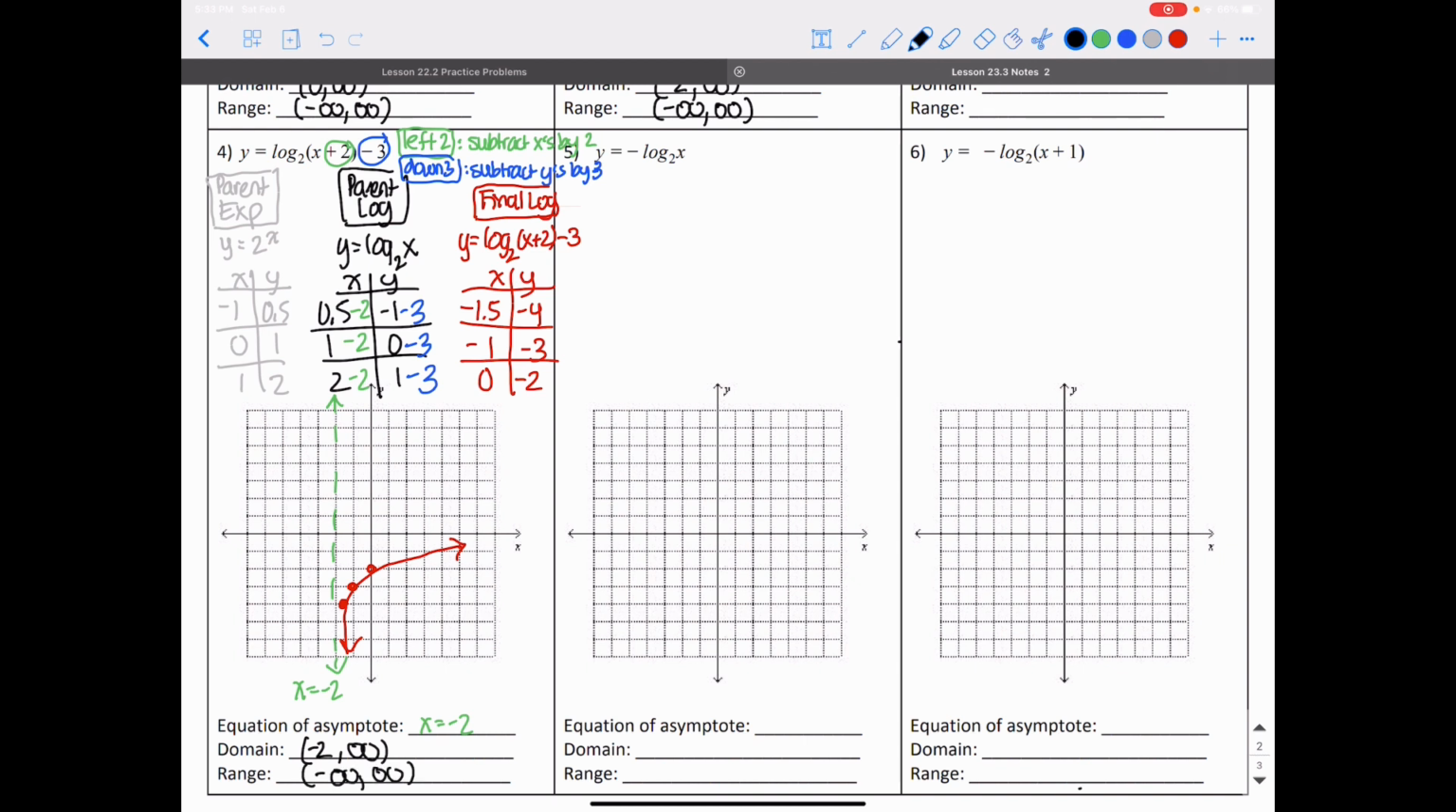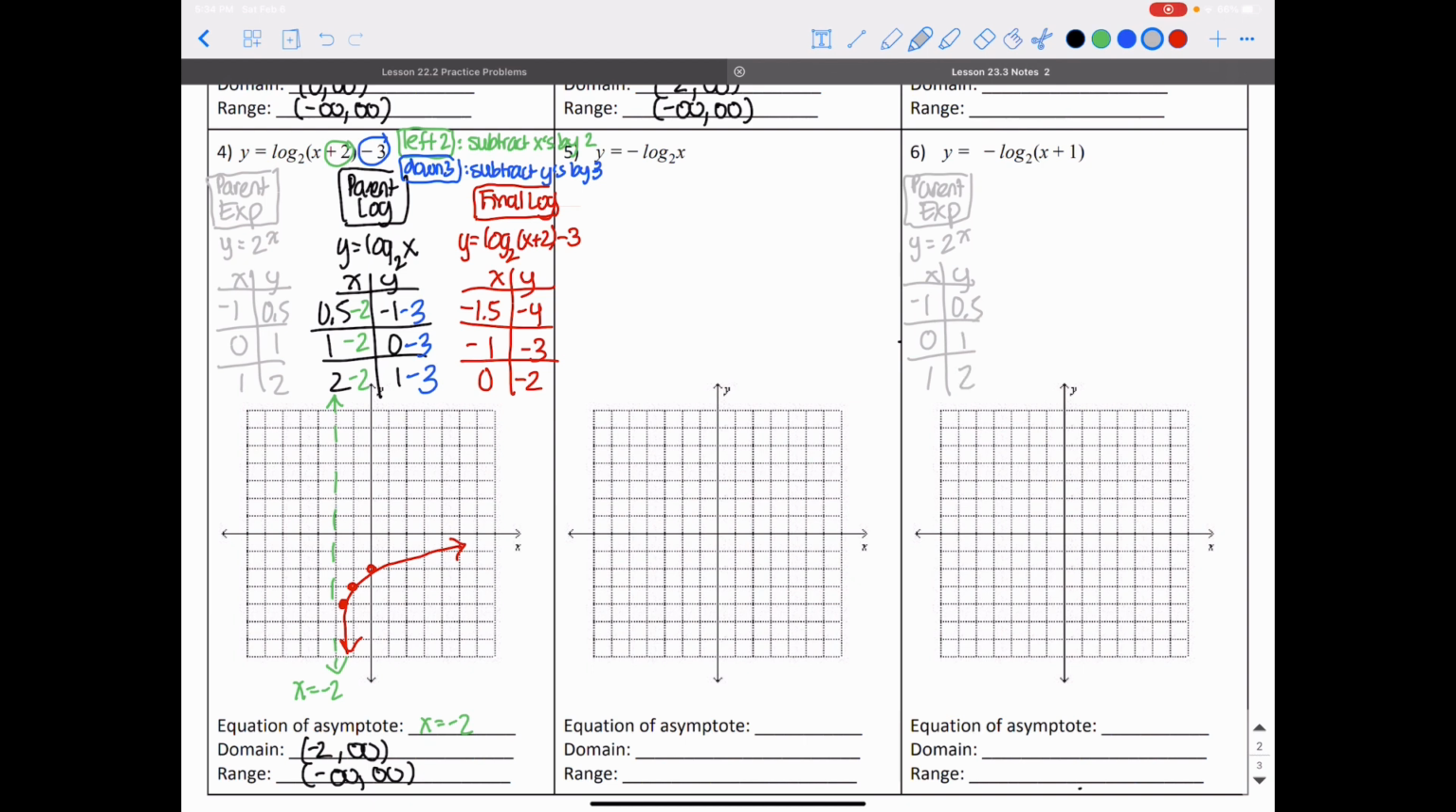The last one I'm going to do is this one here. I have y is equal to negative log base 2 of x plus 1. I'm starting with my parent exponential, which again is the same. I have y is equal to 2 to the x power. I'm using -1, 0, 1. I'm going to have 0.5, 1, and 2.